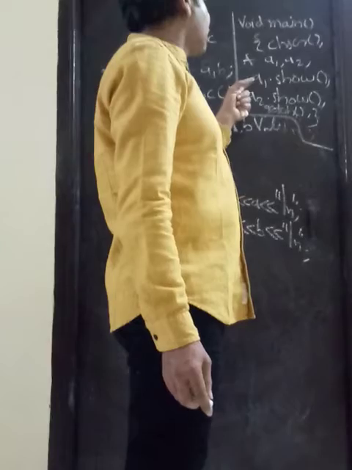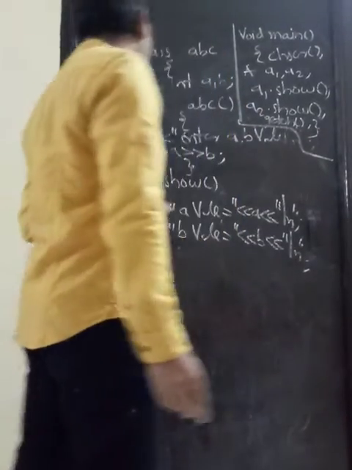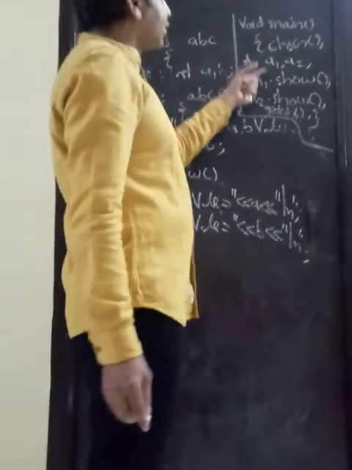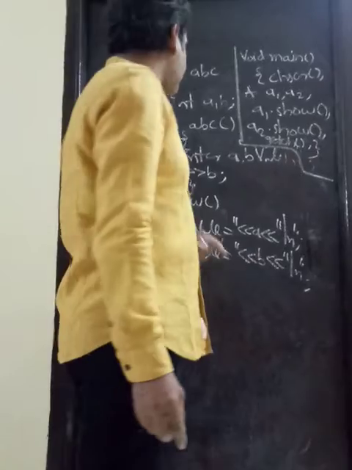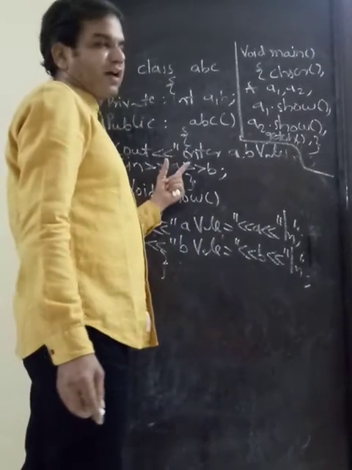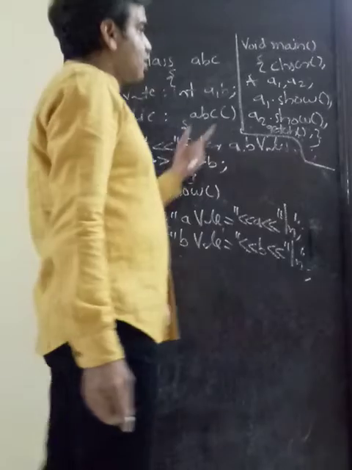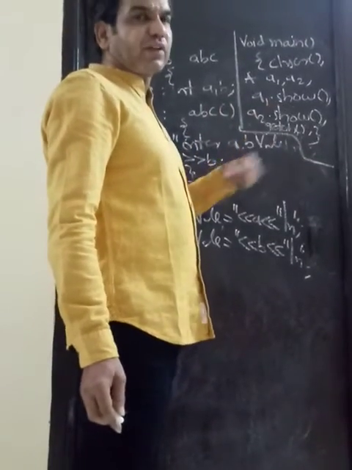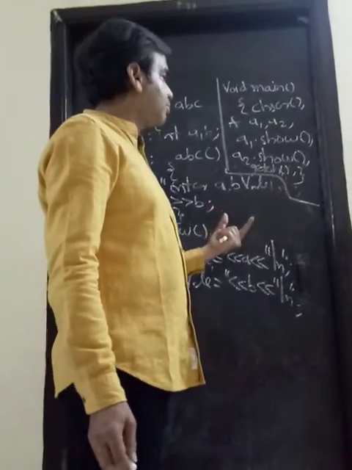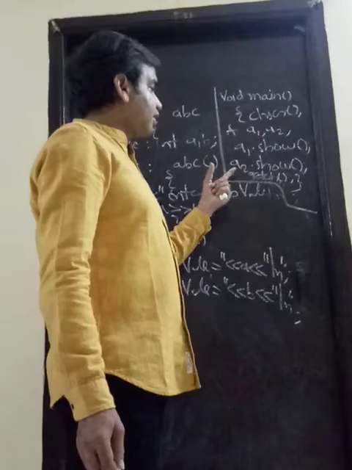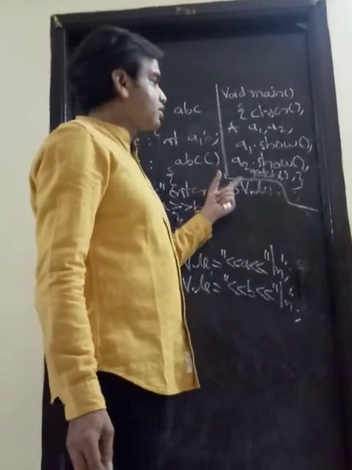So A1 object, A1 dot show. First of all, when you create objects A1 and A2, twice it will ask you to enter AB values. The second time also it will ask to enter AB values. When you call A1 dot show, whatever values we entered for the A1 object will display, and likewise for A2.